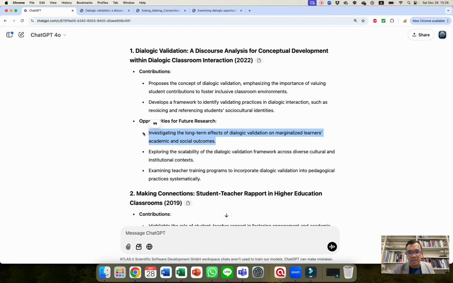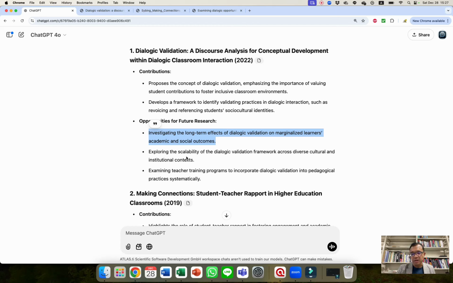long-term effects of dialogic validation on marginalized learners, especially with learners who are at the socioeconomic margins, students who are struggling with the language of the classroom, students who don't have the technological advantages that other students do. That seems to be an active research area. It's just a matter of how do we specifically apply this theory of dialogic validation onto such learners, and that's different from what I've been doing.